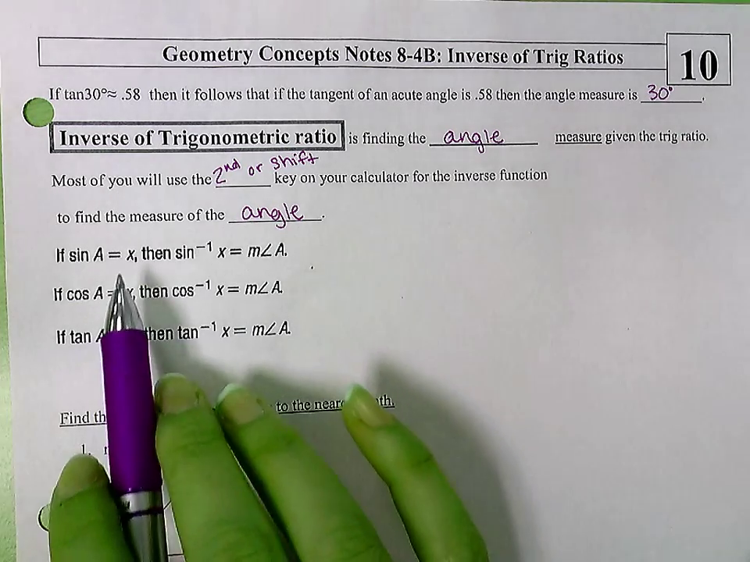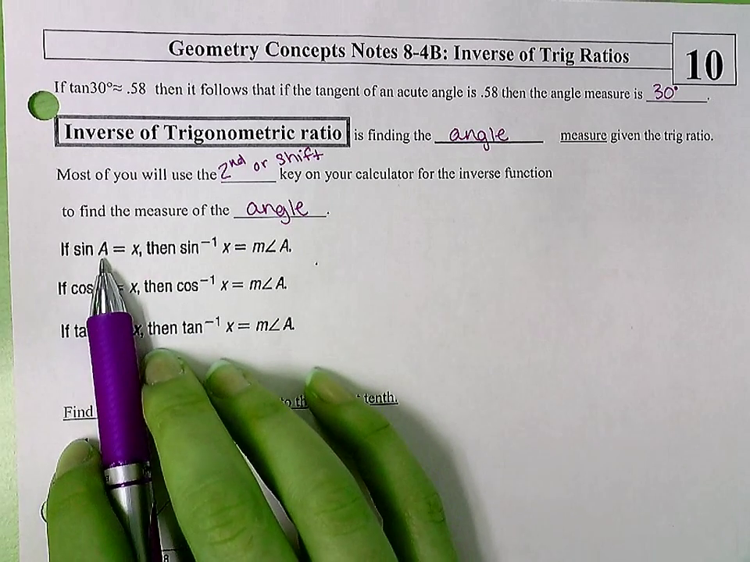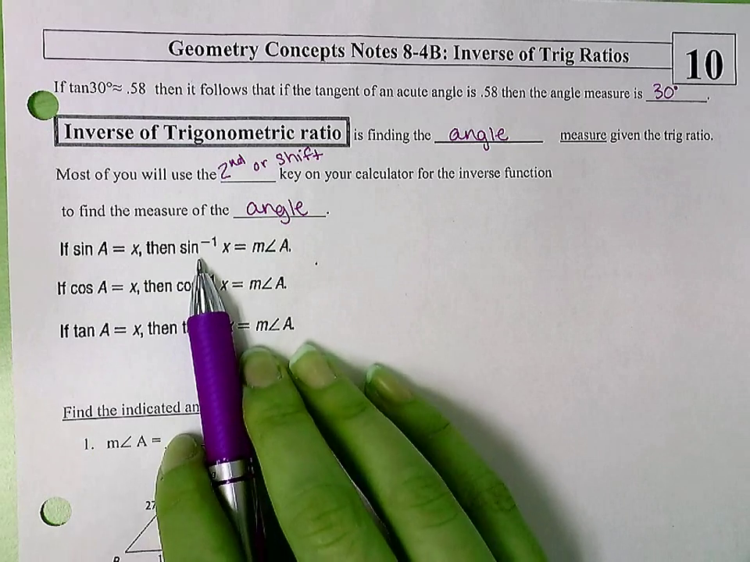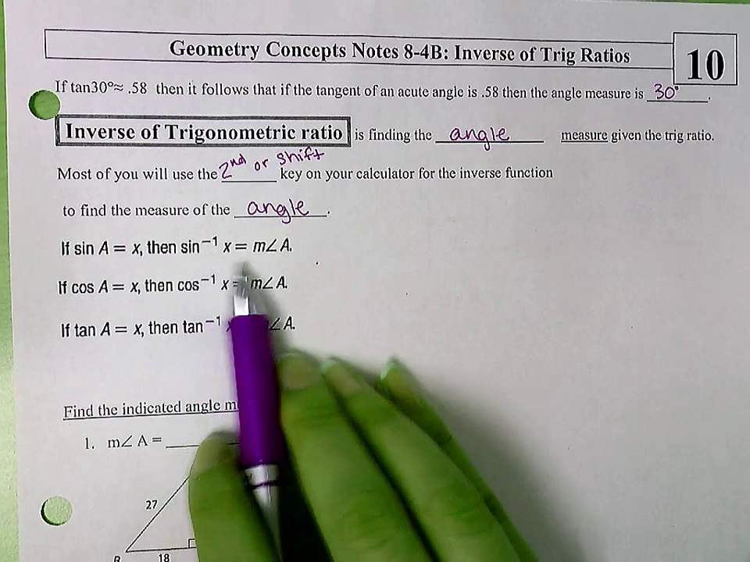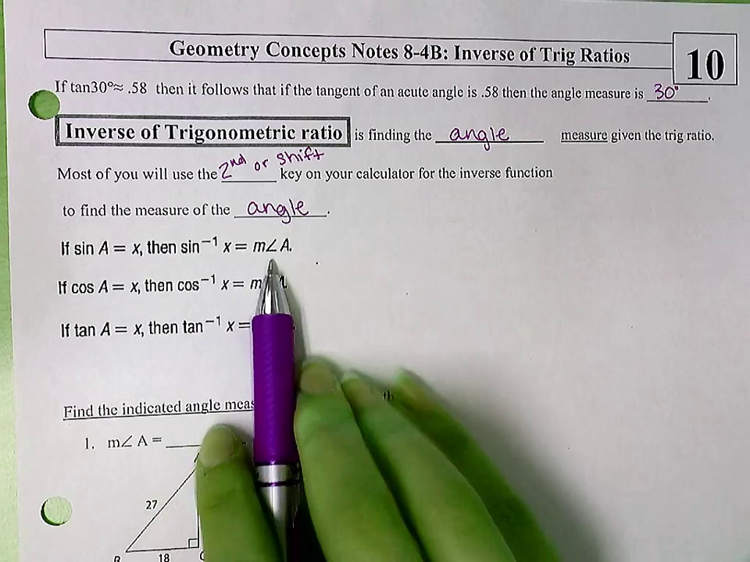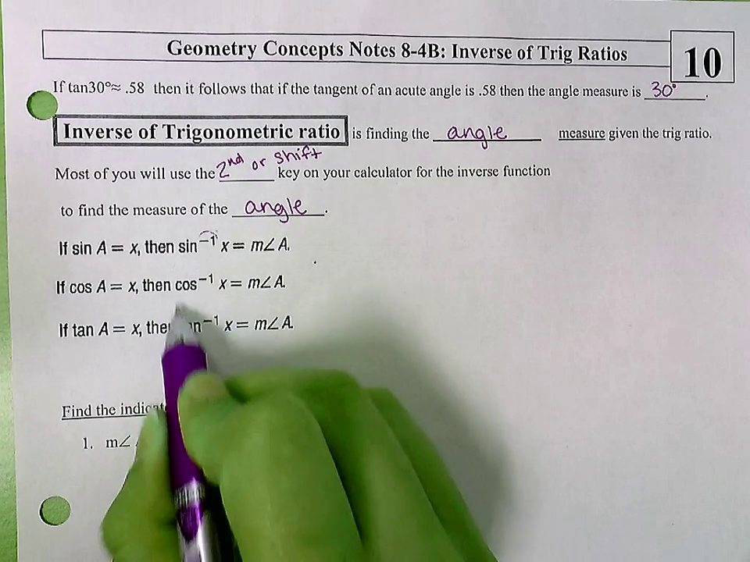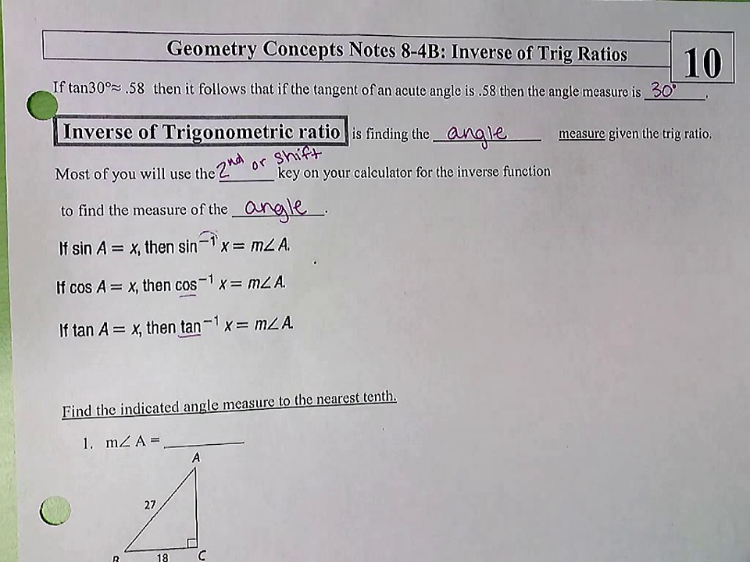If I have sine of A equals x, then it follows that sine inverse of x equals the measure of angle A. When you see this little -1 attached to one of your three trig functions, that means inverse. It does not mean it's raised to the negative first power.